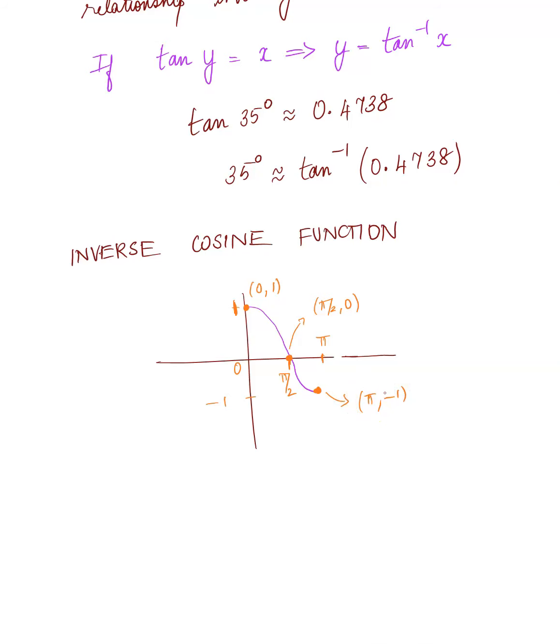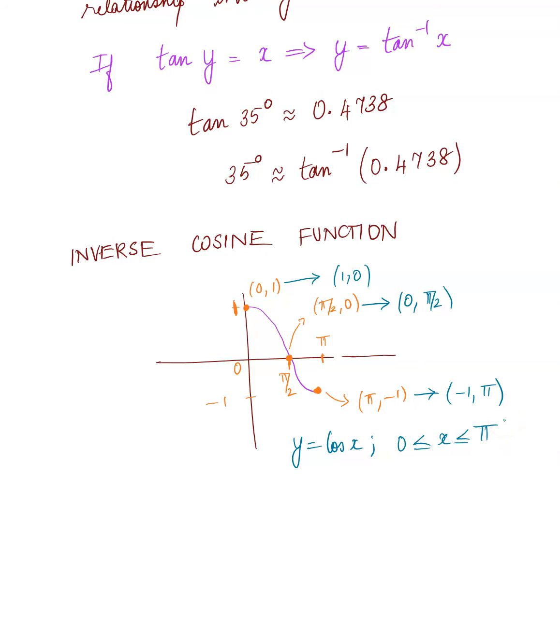And if you were to find its inverse function, then you have to switch the coordinates, right? So if you switch the coordinates, this would become 1, 0, this would give 0, pi over 2, and this would be negative 1, pi. Notice that for the cosine function, the restricted domain took angles between 0 and pi. So let's write that somewhere here. y equals cosine x has a restriction on x. x takes only values between 0 and pi for it to have an inverse.